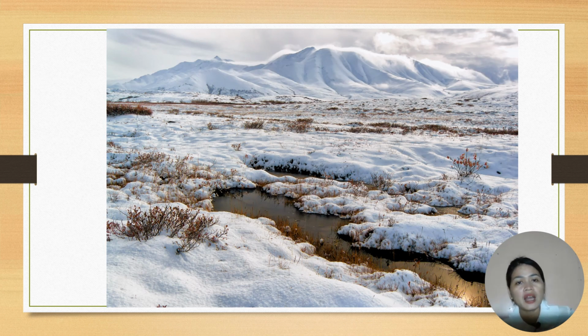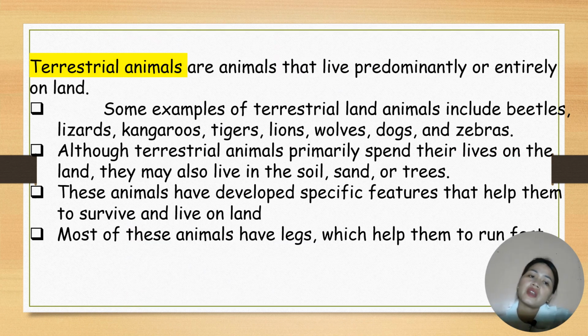So, ito po ang picture niya. So, we also have terrestrial plants. So, by the way, terrestrial animals. So, saan nga nakatira ang mga terrestrial animals? So, mostly, they live predominantly entirely on land. So, yan lang po ang sa mga utak natin. Terrestrial animals or plants, mostly they live on land.